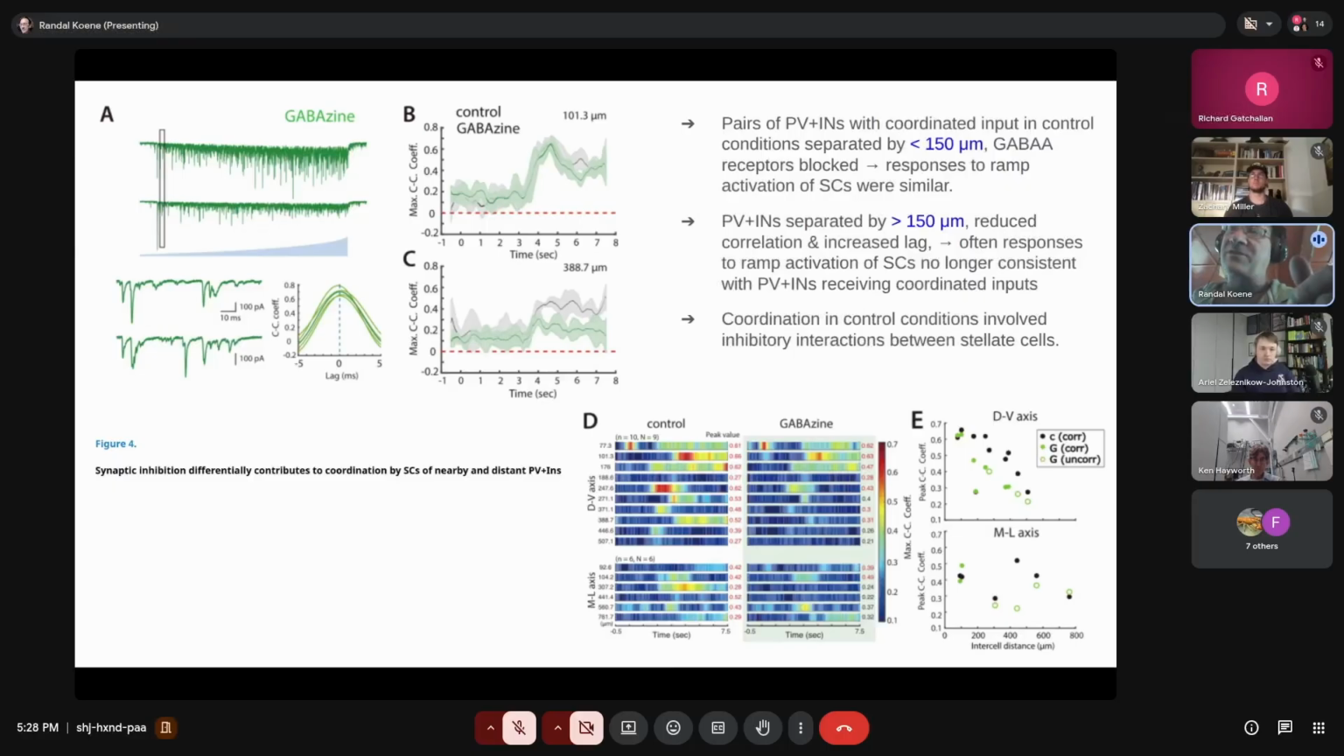And I believe they did some extra tests demonstrating that these are probably electrical synapses. Partly this is from other work, but also in the supplementary material that I didn't go into here. And then the coordination of PV interneurons by stellate cells is more extensive and is both direct and via additional inhibitory pathways, which appear to increase the extent of coordination.